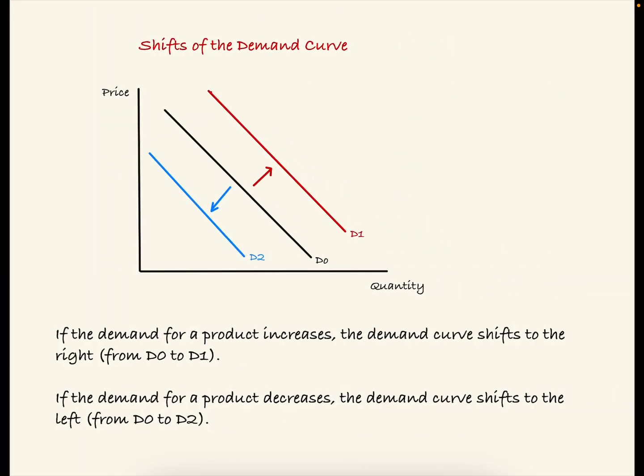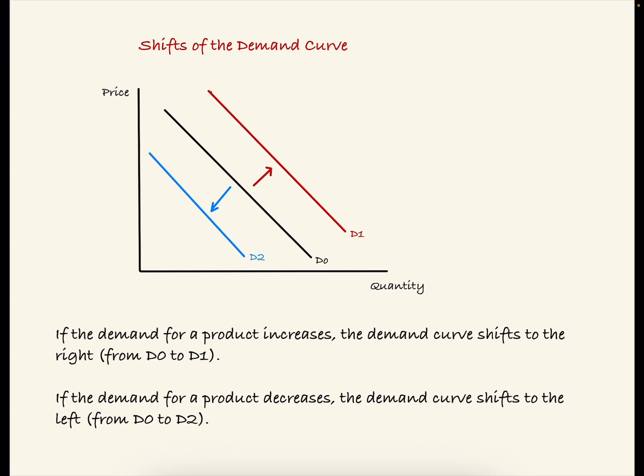Now let's look at some shifts of the demand curve. Remember, we have price on the vertical axis and quantity on the horizontal axis. Note that D0 is our original demand curve. Let's take a look at some examples. If the demand for a product increases, the demand curve shifts to the right, from D0 to D1. In our example, we can see this in the red arrow.